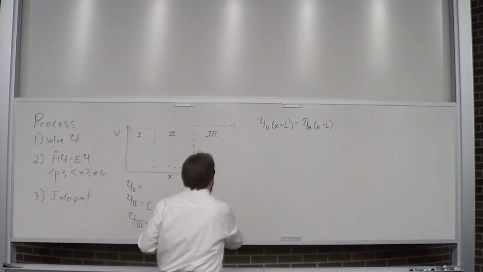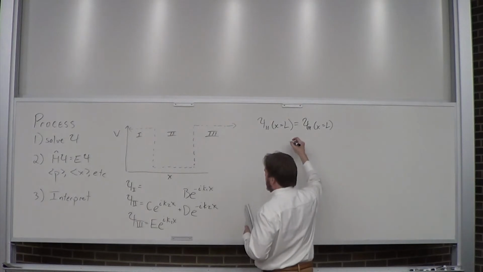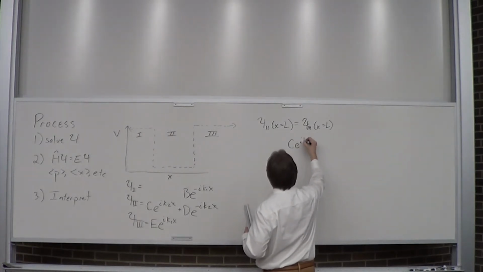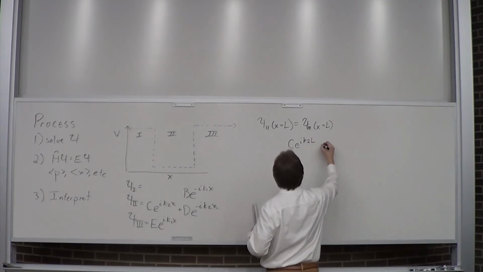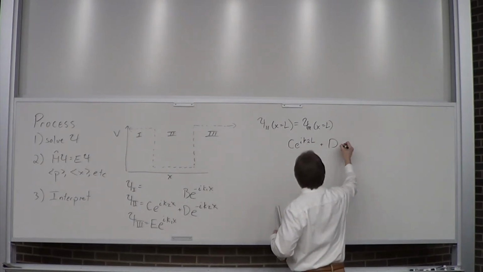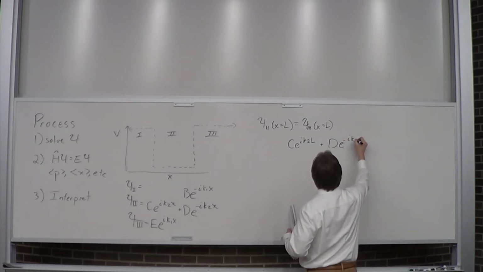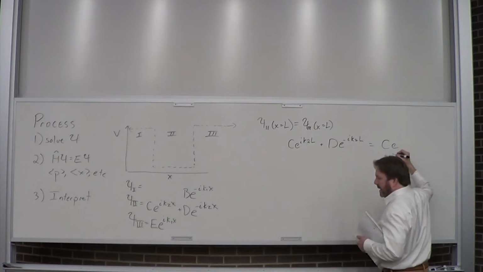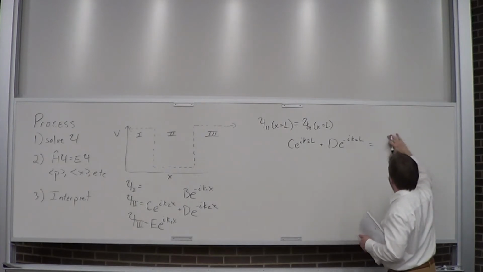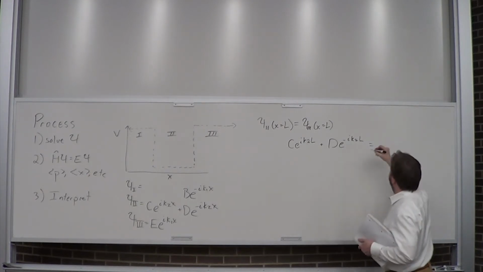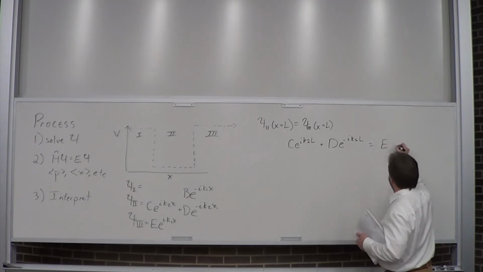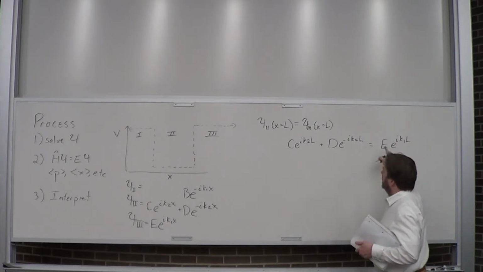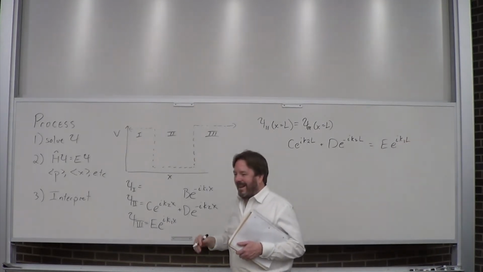Okay, so now I've got to look at this. Region 2 is C e to the i k2 L plus D e to the minus i k2 L equals, no, E, it's an E, there's a C there, E e to the i k1 L. Okay, I swear to God I hope I did that right.